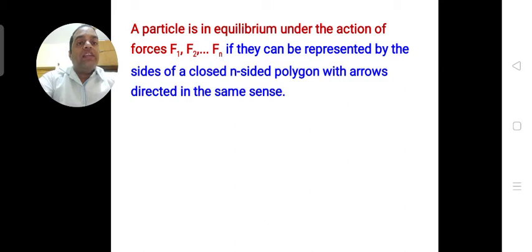A particle is in equilibrium under the action of forces F1, F2, F3, and so on up to Fn if they can be represented by the sides of a closed n-sided polygon with arrows directed in the same sense. So we can say to keep any body or any particle in equilibrium, the net resultant of all the forces should be equal to 0. So we can represent that with the help of a polygon having the same number of sides and all the forces should be in the same direction, in the same sense.